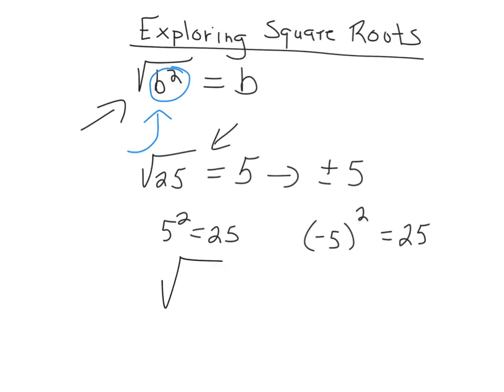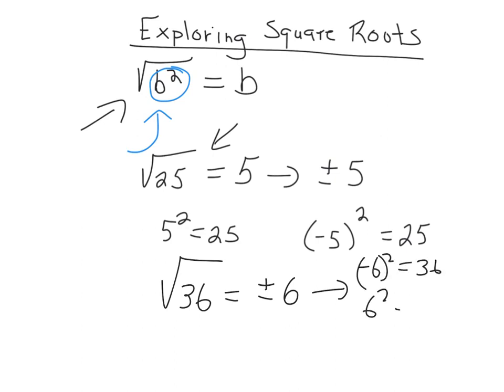So if we wanted to take the square root of 36, it would not only be 6, but there's another integer that when we square it would give us 36. It would be both positive and negative 6, because negative 6 squared would give us 36, and 6 squared would give us 36. Okay? And you always need to include that. It's both positive and negative.